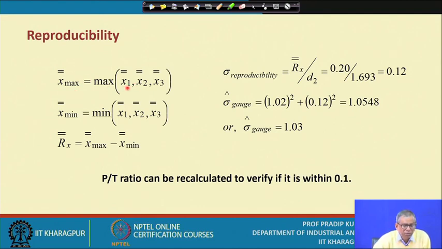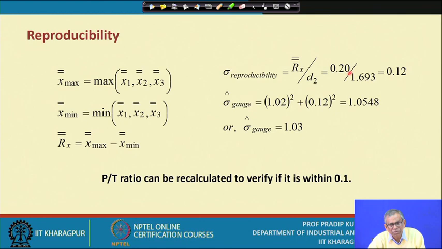Next, for computing reproducibility, you have 3 values: x1 double bar, x2 double bar, x3 double bar. Out of these 3 values, one will be the maximum and one will be the minimum. If you subtract the minimum from the maximum, you get the range value related to x. So how do you define sigma reproducibility? That is R subscript x double bar divided by d2. Now this d2 is for n equals 3, because you have taken 3 values, not 2.